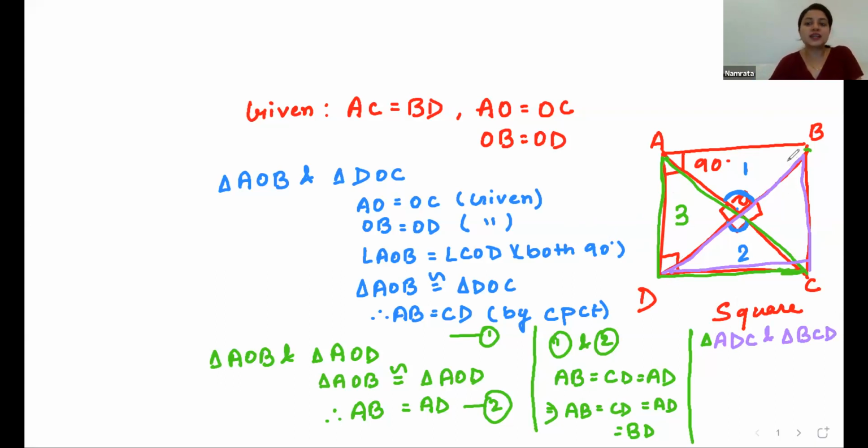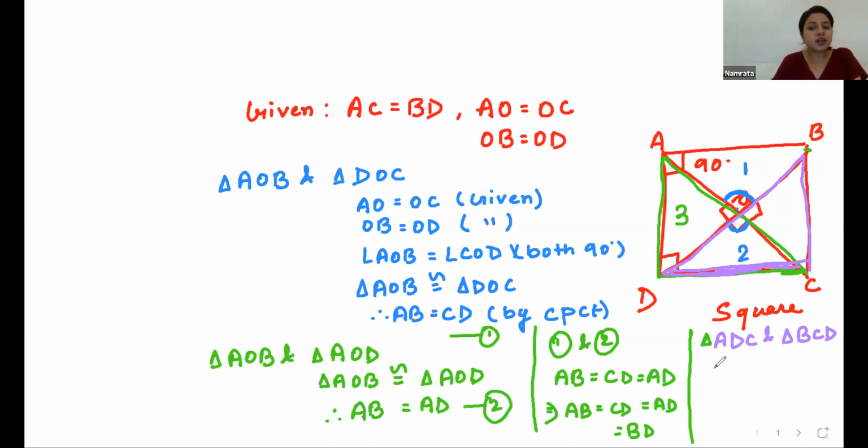So side AD is equal to side BC. Side DC, both triangles have side DC as a common side. Can you see? Both of you can see both triangles have DC as a common side. Yes, ma'am. And the diagonals are already given as the same length. So by the SSS congruency rule, we can say this triangle is congruent with this triangle.